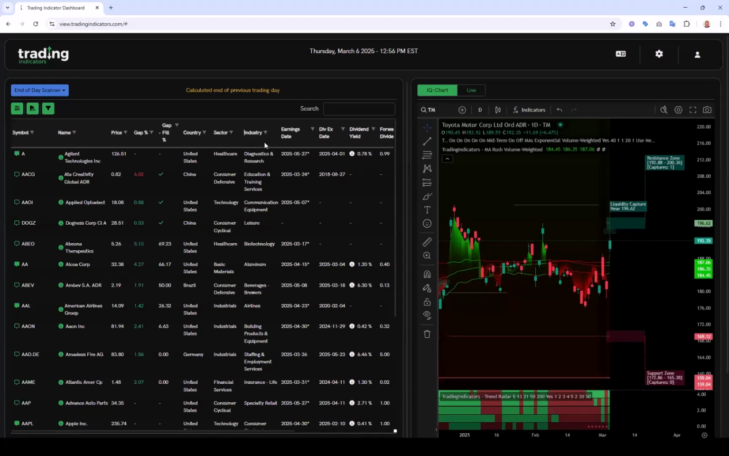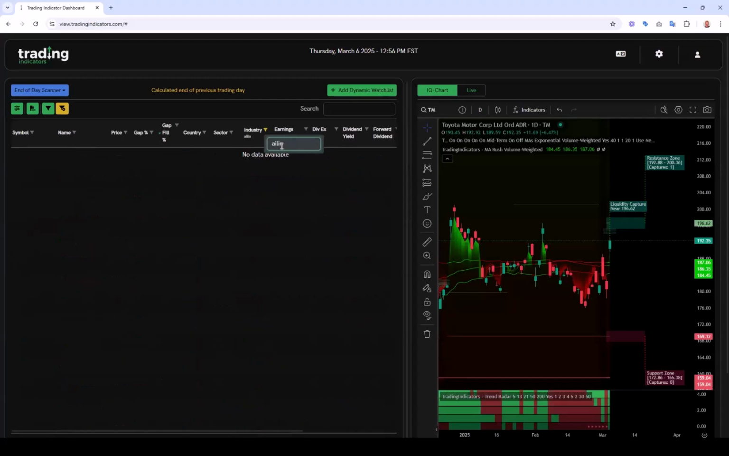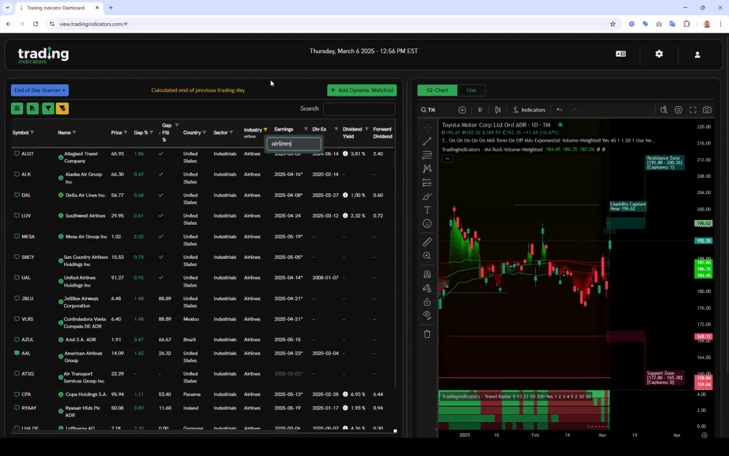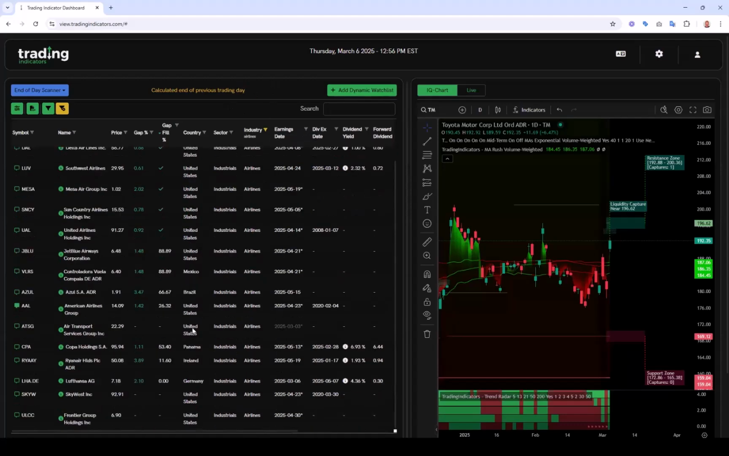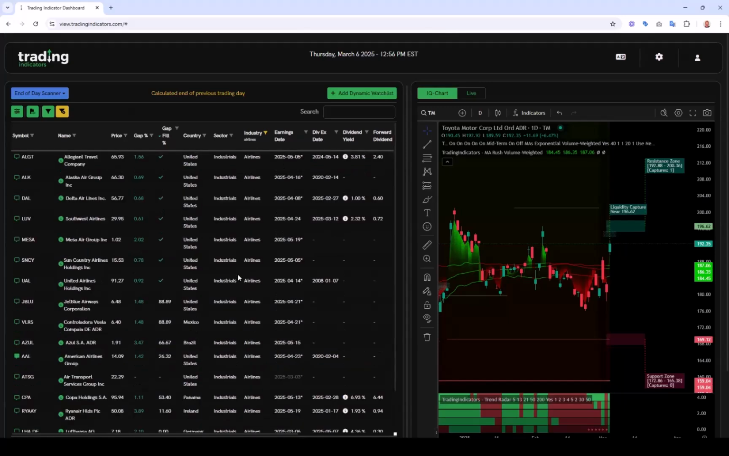So how can you perhaps find stocks which are in a particular subgroup? Well, simply type in that name. Maybe you want to see all the stocks which are in the airlines industry. Oops, if I can spell it correctly. Yeah, airlines. There we go. How many do you have? 17 stocks in the airlines industry. Oh, that's not that many.